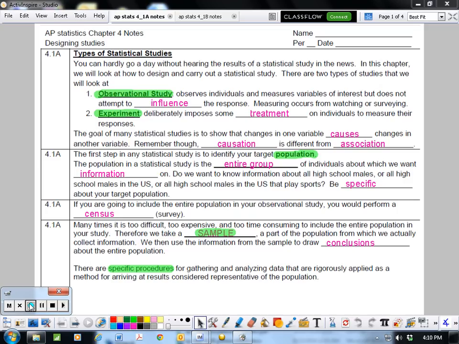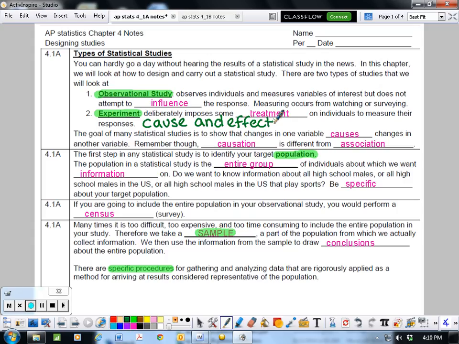So we're imposing a treatment on individuals and we're measuring responses, and that allows us to have this cause and effect treatment. And that's really our big idea: if we can, we want to try and establish some cause and effect. And that only happens from our experiments.